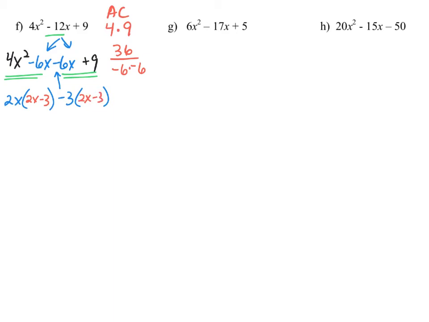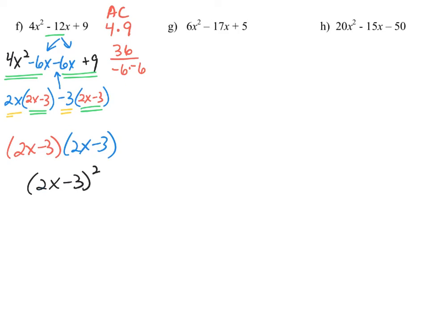So notice the two big groups have that common factor of 2x minus 3, and what's left over when you factor that out is 2x minus 3. So we have 2x minus 3 as one factor and 2x minus 3 as the other factor. This problem can also be written as 2x minus 3 times the quantity squared. This is one of those perfect trinomial squares where the factors end up being the same.